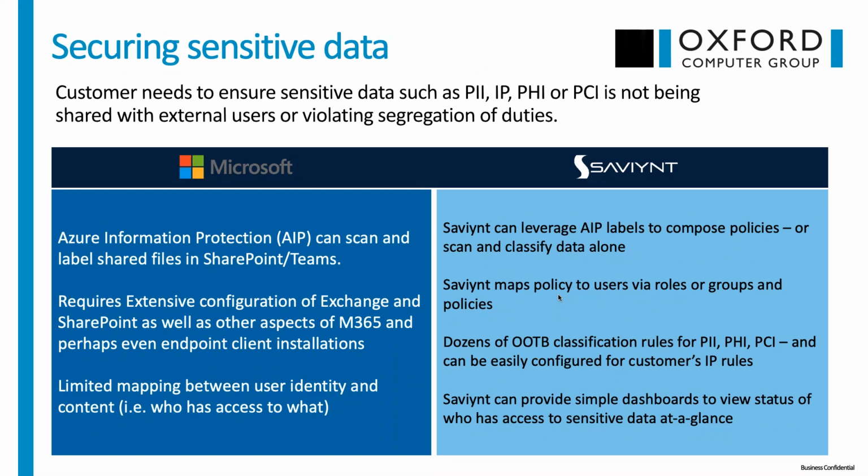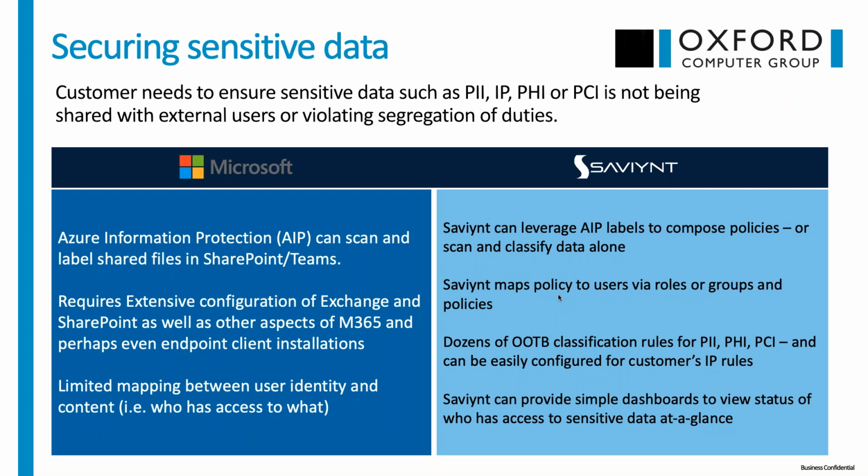So another use case that we commonly see is customers coming to us and saying, hey, look, I've got a ton of sensitive data out there, personally identifiable information, intellectual property, personal health information, payment card information, et cetera. And we're pretty sure that it's being shared with external users. How are we going to handle this? Or we may even have SOD type constraints where we have people in finance touching HR data or vice versa, right? So how do we prevent those things?